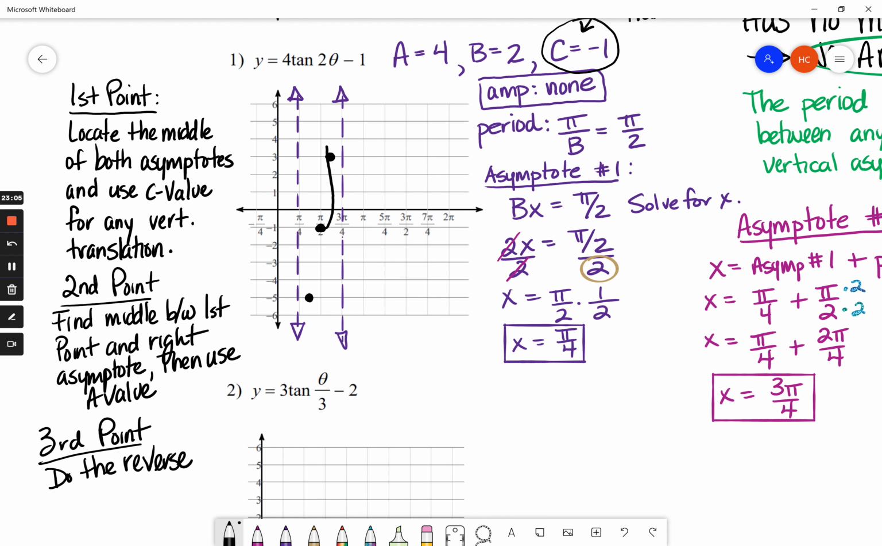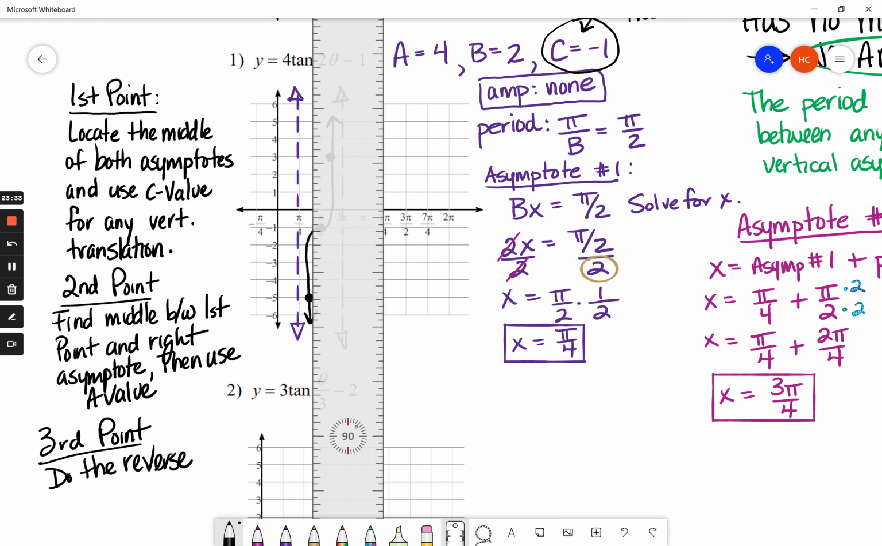Whoops, oh, that's just horrible. So you're going to connect them just like you did with your parent function. And they get awfully close. I'm going to try and do that a little bit better for you. You just try to curve them so that they get awfully parallel and awfully close to that other asymptote.